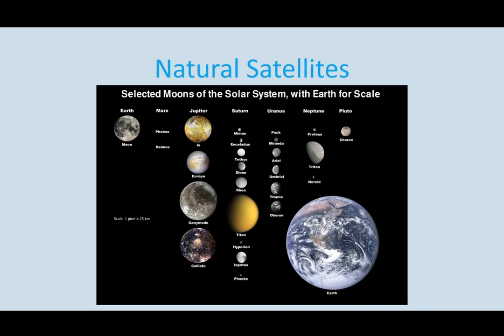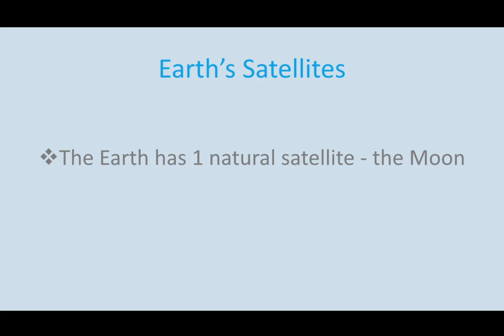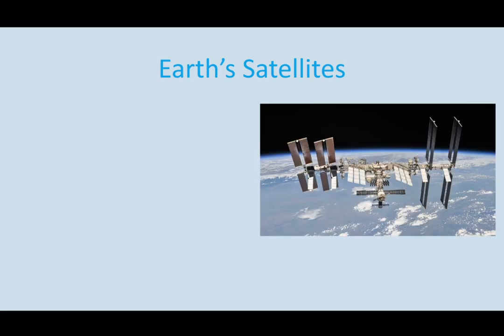You can see how all these other moons compare in terms of size to Earth, and you can see our moon in the upper left. But again, these are natural satellites because they are naturally occurring. For Earth satellites, we have one natural satellite, which is the moon, and we have thousands of artificial satellites.